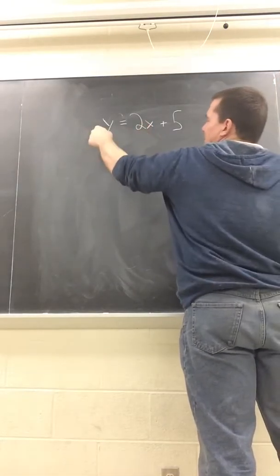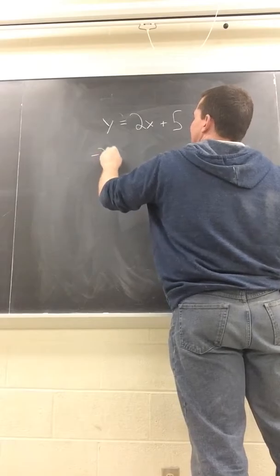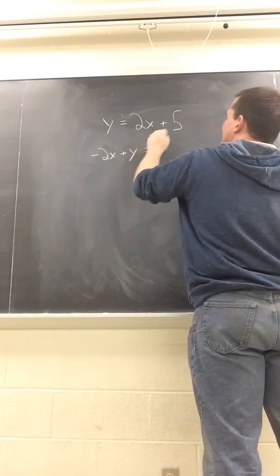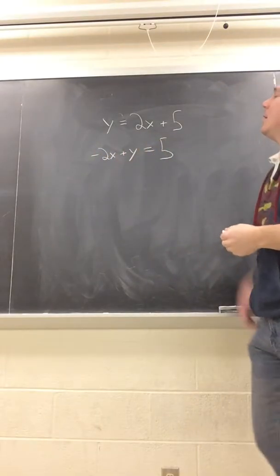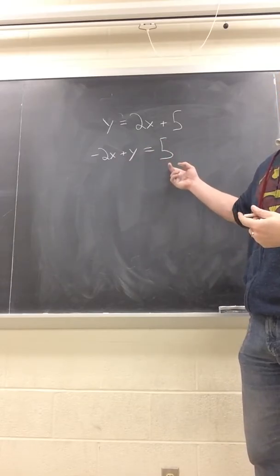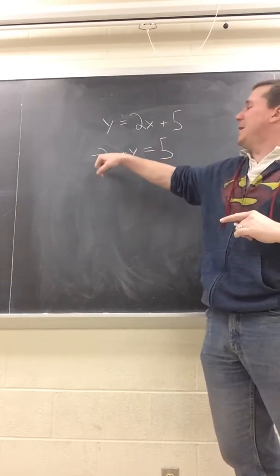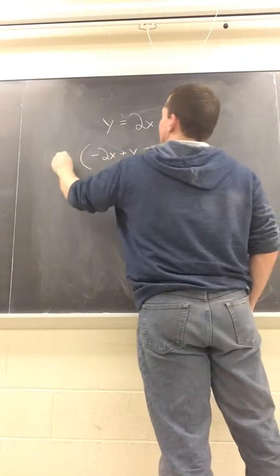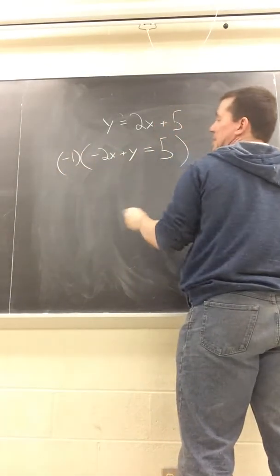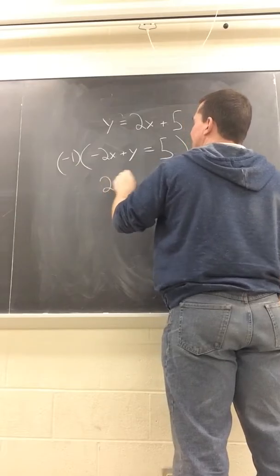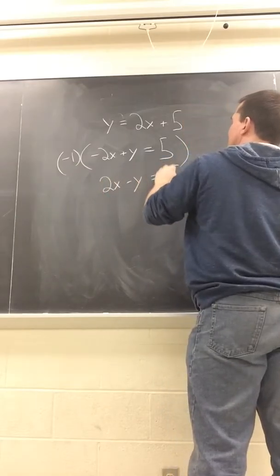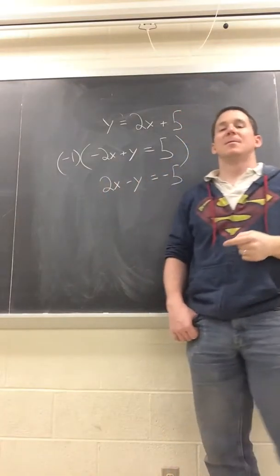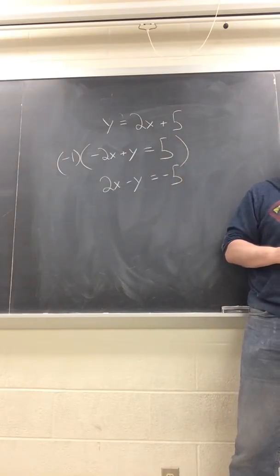So for this, subtract the 2x over. You get negative 2x plus y equals 5. All my coefficients are integers, but we have the other rule that the leading coefficient can't be negative, so multiply everything by negative 1, which really just switches the sign of everything. So we get 2x minus y equals negative 5. And now that equation is in standard form.